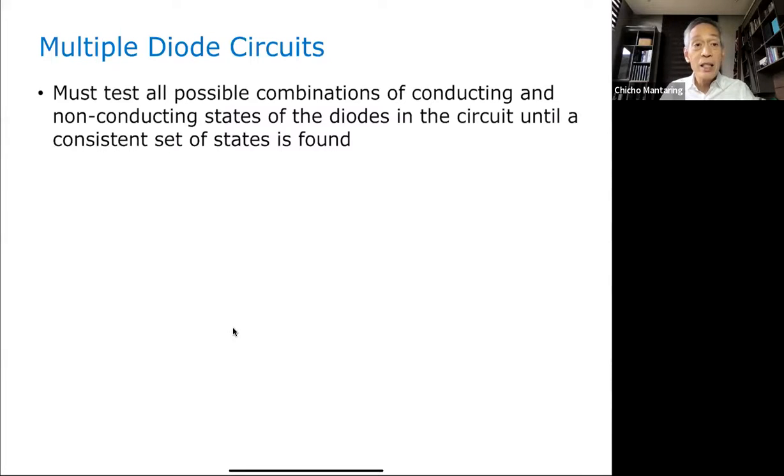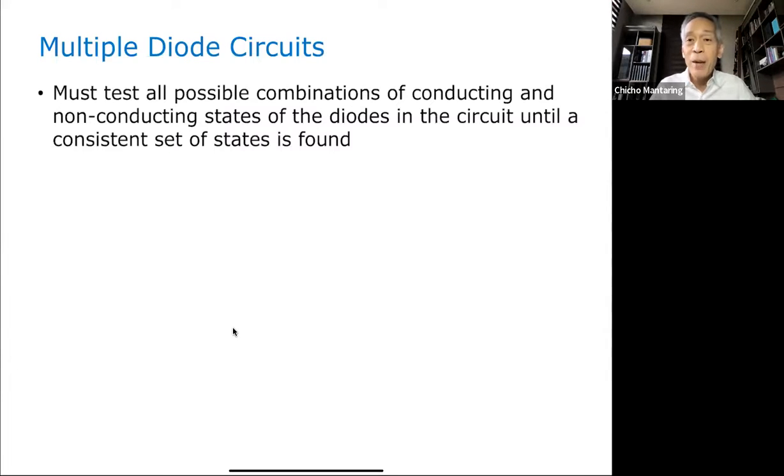What happens if we have multiple diodes in our circuit? Then we must test all possible combinations of conducting and non-conducting states of the diodes until we get a consistent set of states.